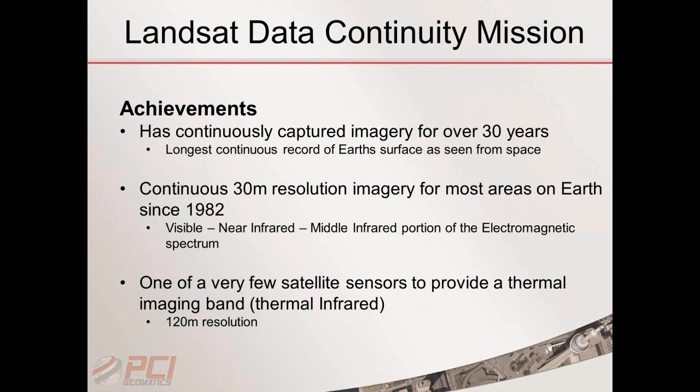So what are some of the important values of Landsat data? Well, they have a few achievements. One is that they have continuously captured imagery for over 30 years. This is really the longest continuous record of Earth's surface as seen from space, and that's a direct quote from the NASA website. That is a really impressive concept if you think about it: if you want to map out the changes of the Earth through a long period of time and see how land classification has changed throughout the years, Landsat is a wonderful data source for viewing these changes.